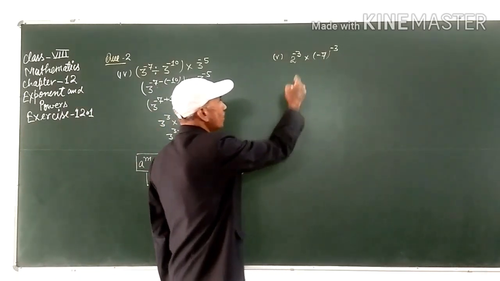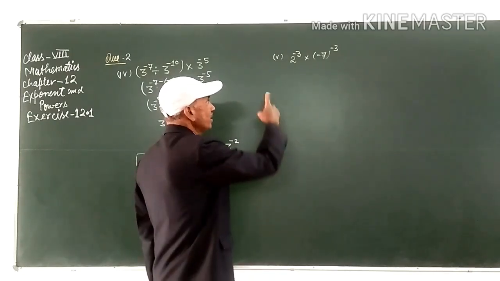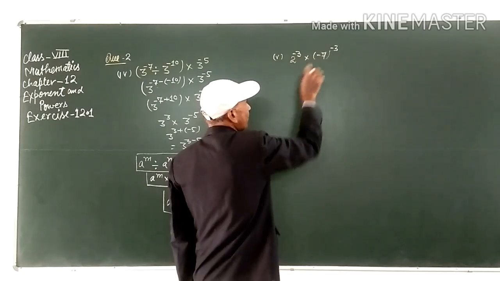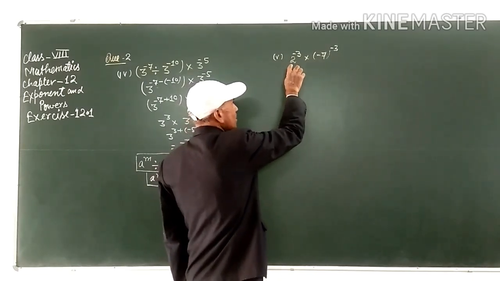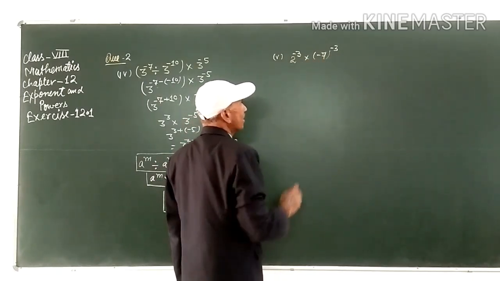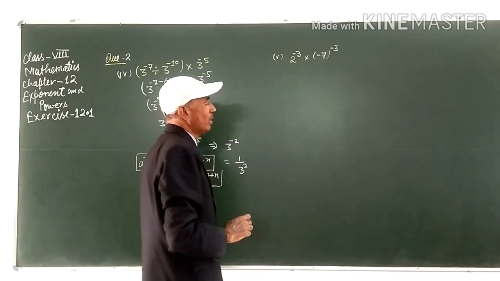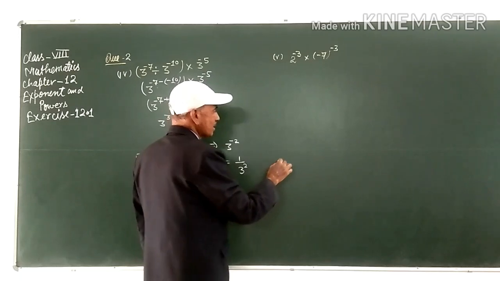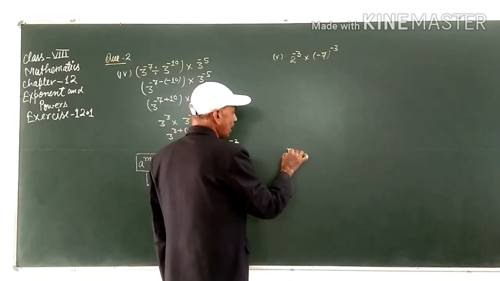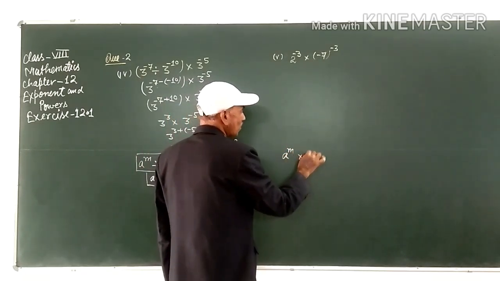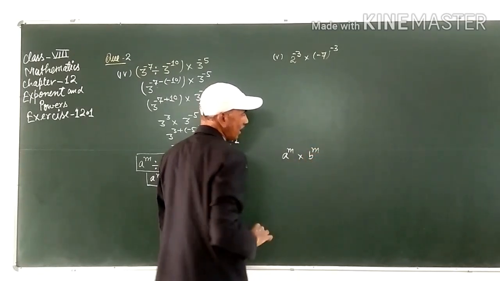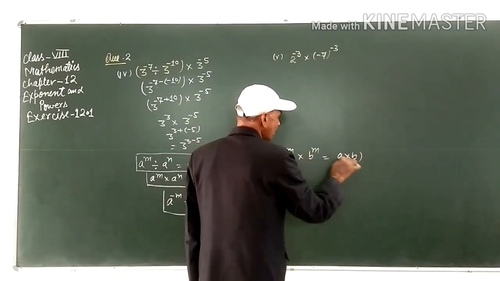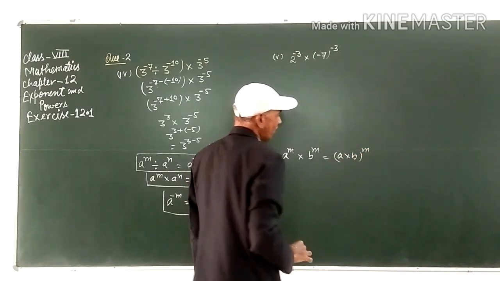And this is 5th part of this question, and in this question the bases are different. Here is 2 and here is minus 7, but exponents are equal. So, we have to remember a rule, that is a to the power m into b to the power n is equal to a into b to the power n.